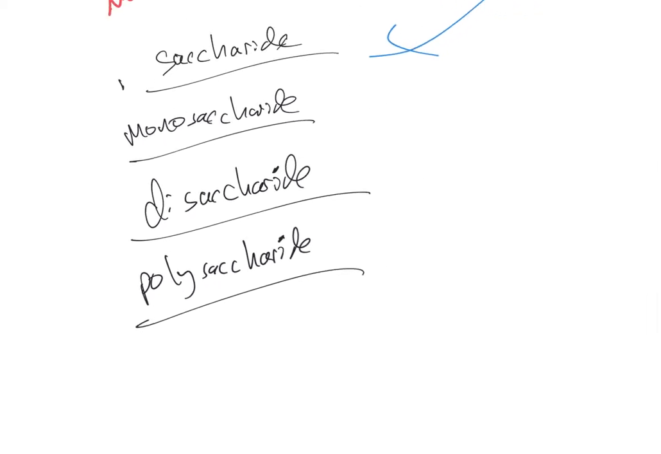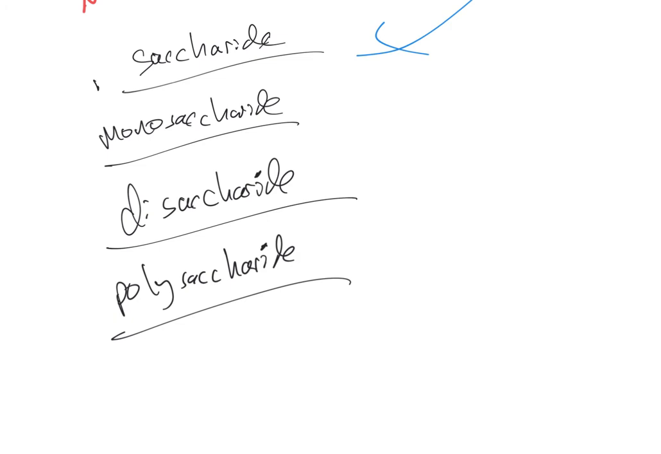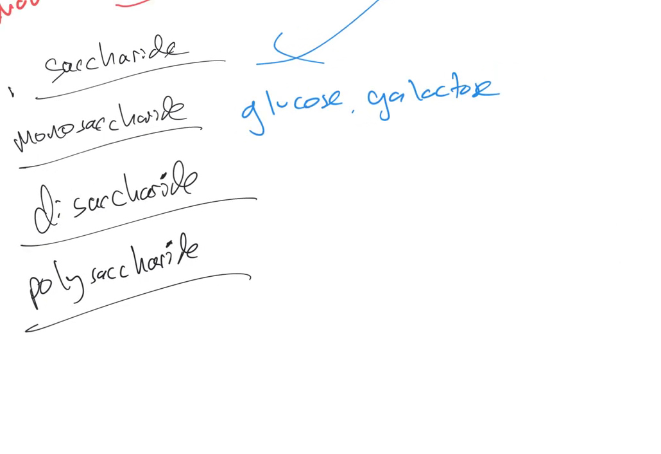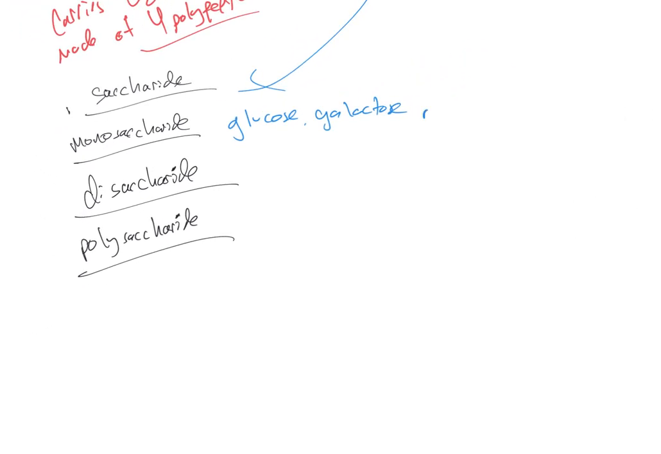We will go more in detail on this later, but everything I'm saying right now is just pure memorization. There are 3 monosaccharides. There is glucose, galactose, and fructose. All of these are C6H12O6. So we have glucose, galactose, fructose.